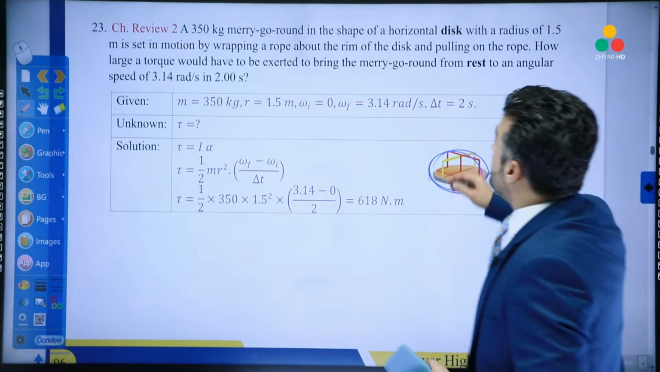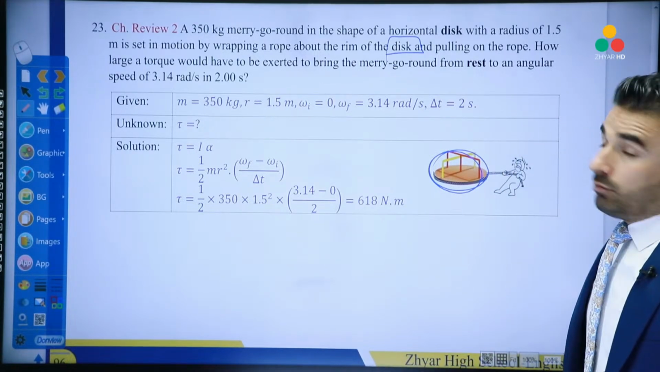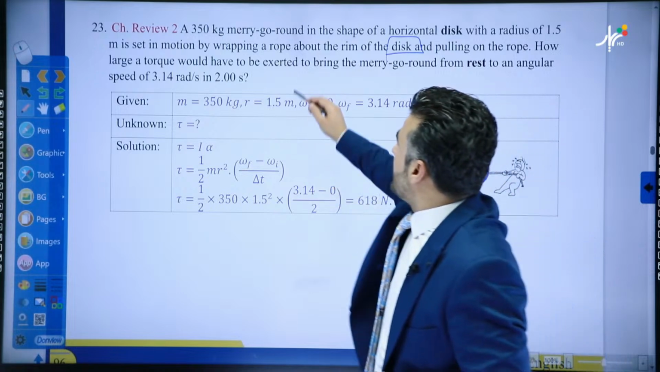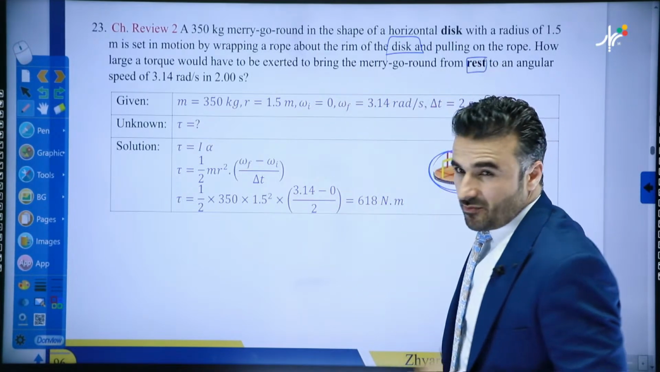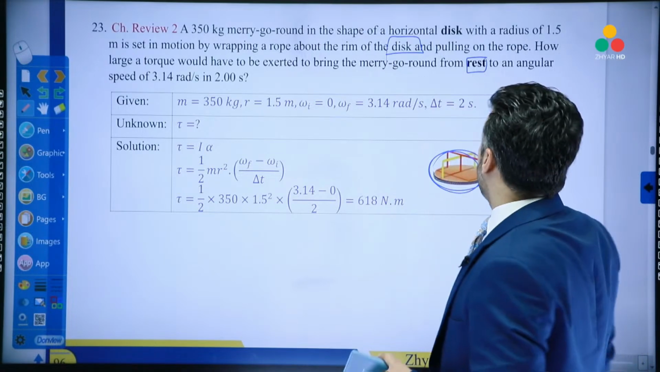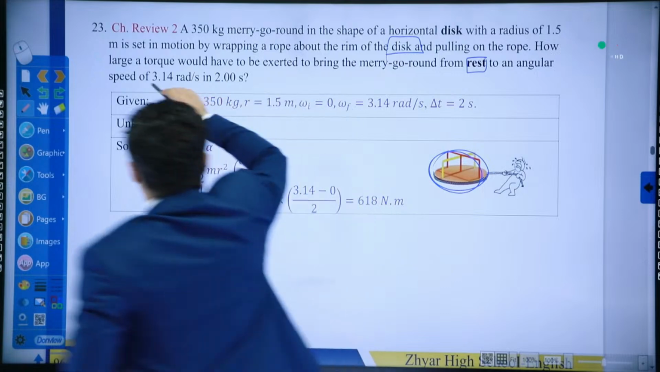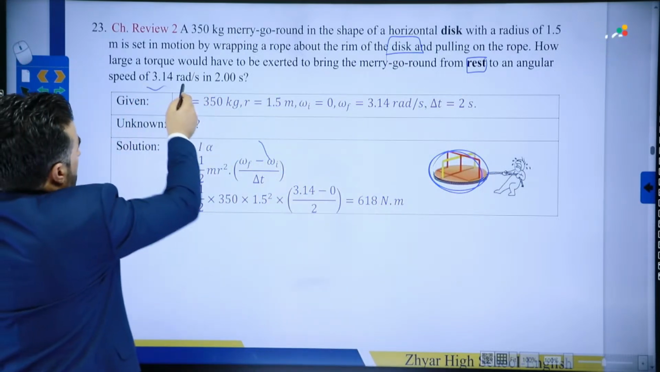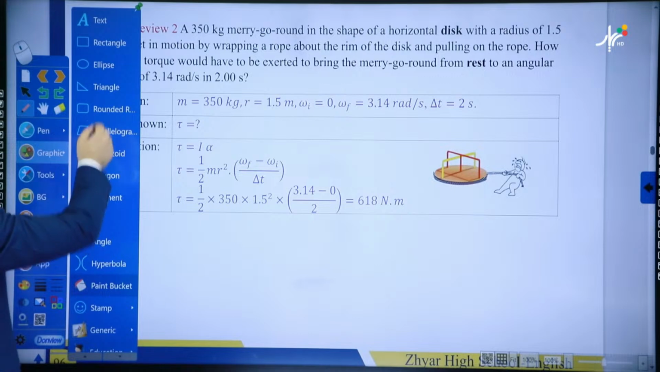It says about the rim of a disc, yes? So you have the shape of a disc with a pull on the rope. How large a torque would have to be exerted to bring the merry-go-round from rest? What does it mean, from rest? That means the initial angular speed is 0, to an angular speed of 3.14 radian per second in 2 seconds. I believe it's easy as well, so let's solve this question.